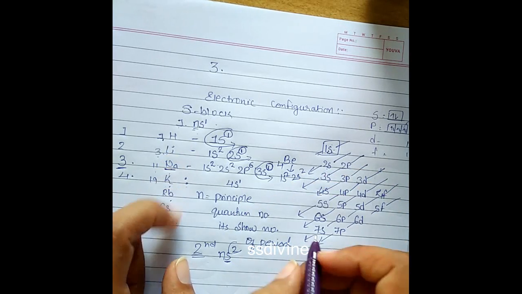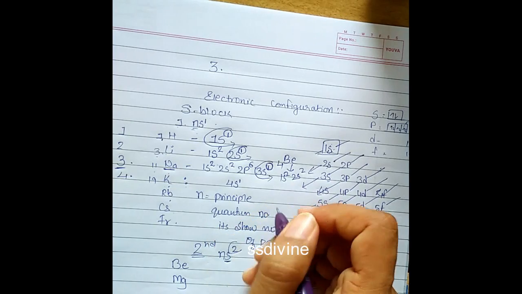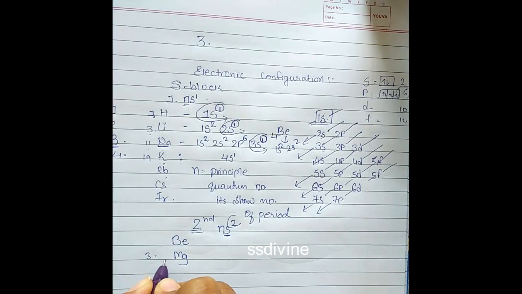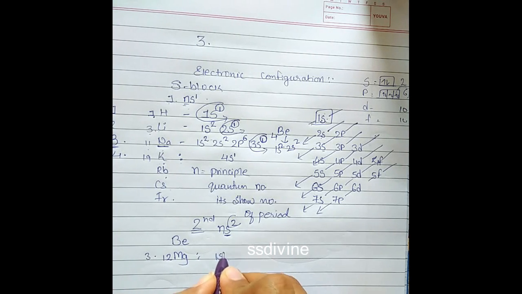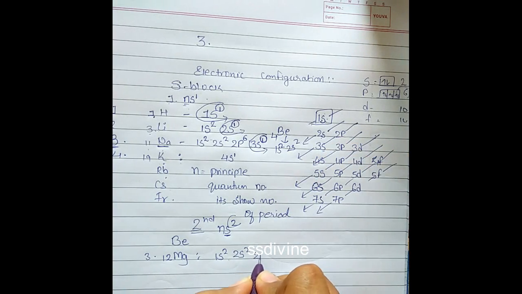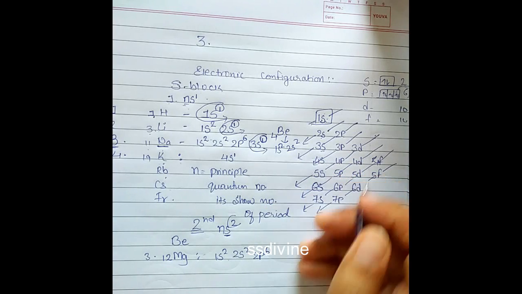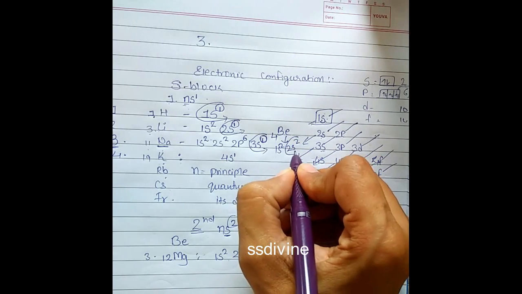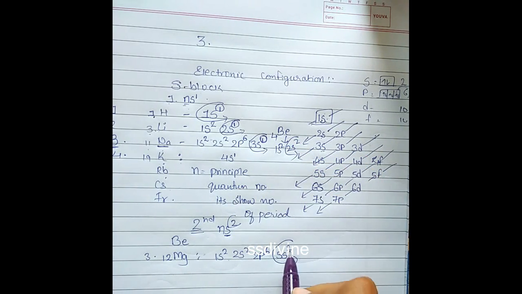Same if you talk about magnesium. Magnesium is belonging to third period, atomic number is 12. So the electronic configuration will be 1s2, then 2s2, then it will enter into 2p6. So 10 electrons are there. After 2p it will enter into 3s with 2 electrons. So the last electron is entered in s block with completely 2 electrons.